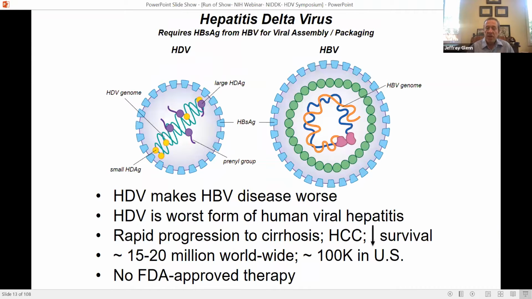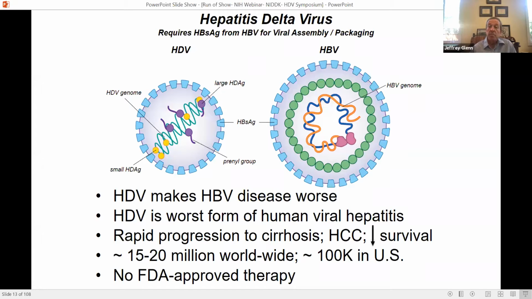And this is a molecular virologist view of the Delta virus, highlighting the fact that it has a single-stranded circular RNA genome, which encodes one protein, the Delta antigen, which exists in 2 forms, small and large. And these are surrounded by a lipid envelope in which are embedded the viral envelope proteins. Delta does not encode these proteins, it steals them from hepatitis B. That's all it needs from hepatitis B, but that's the molecular basis for why Delta infections are always found in association clinically with hepatitis B.